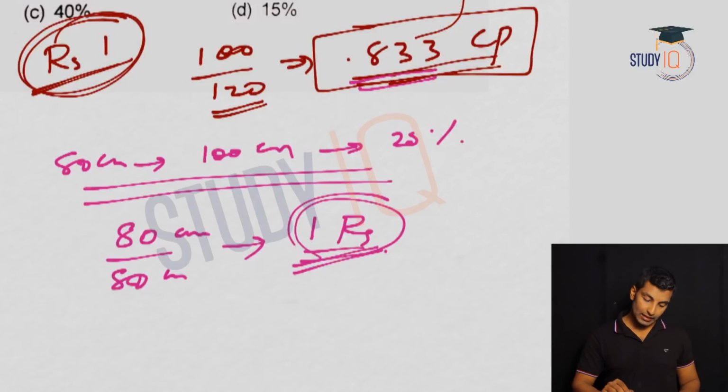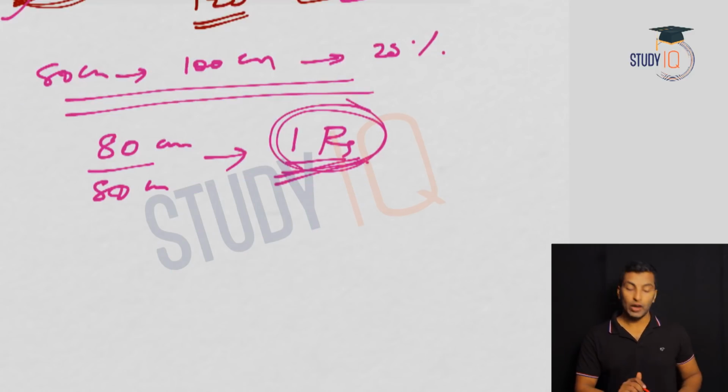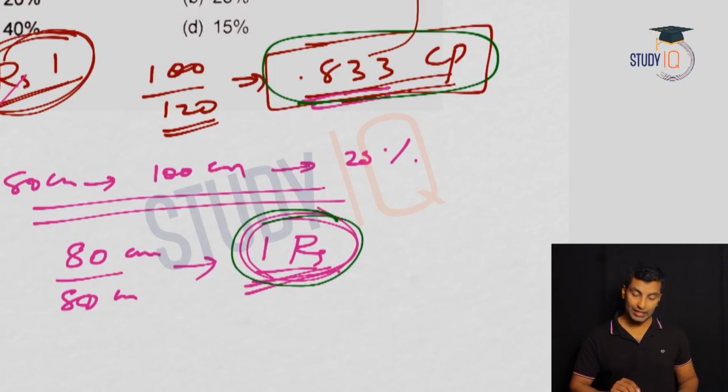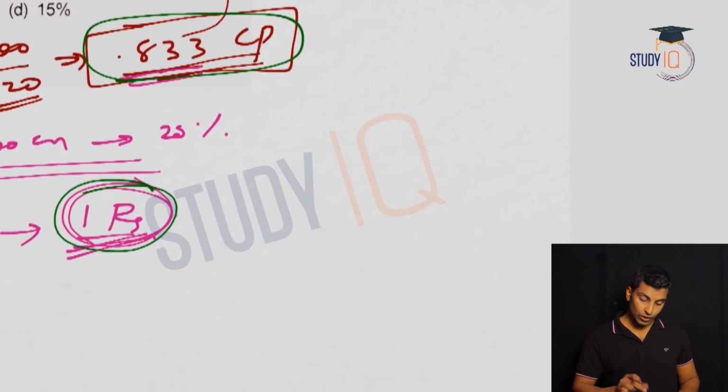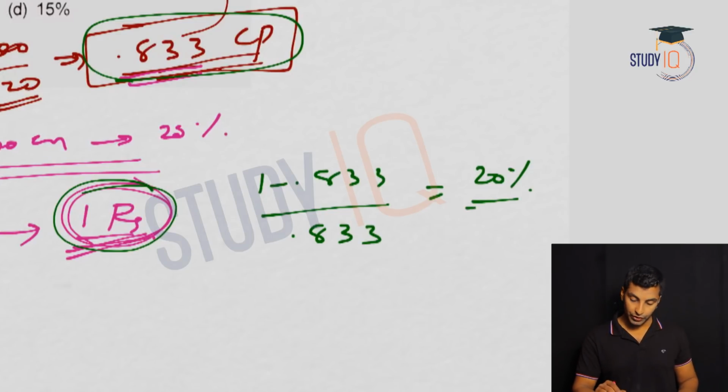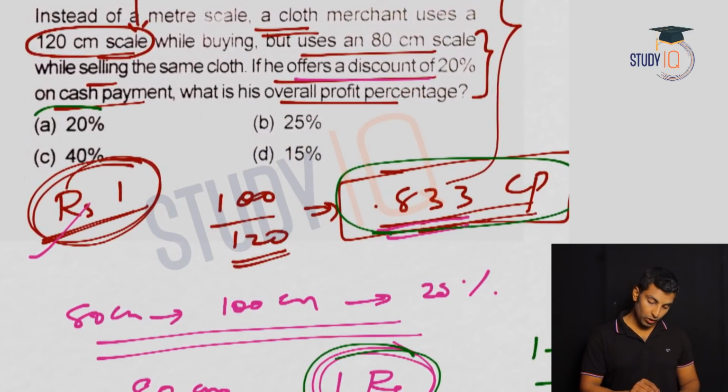So the selling price remains the same as in the assumption. Okay, now you know this is the cost price, and this is the selling price. That's enough to calculate the percentage, right? So what is the change? 1 minus 0.833, divided by the initial value, that is 0.833. So you will get 20% profit. So he is getting 20% profit. I hope you understood this.